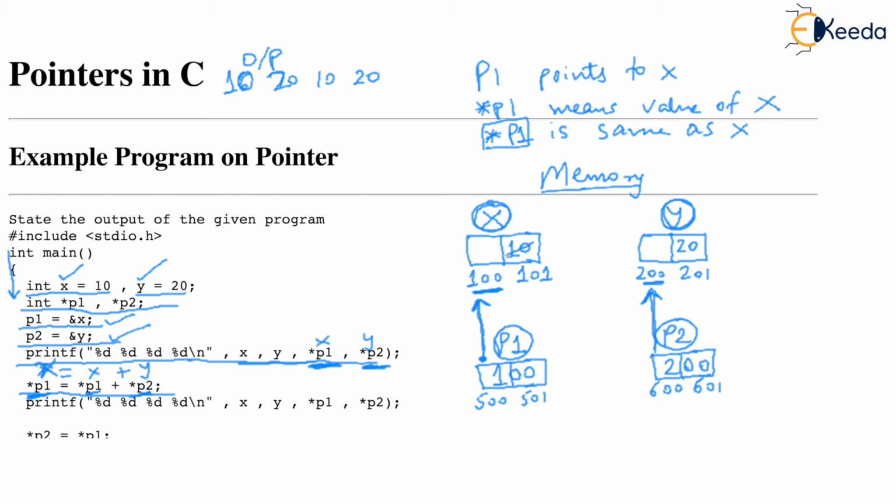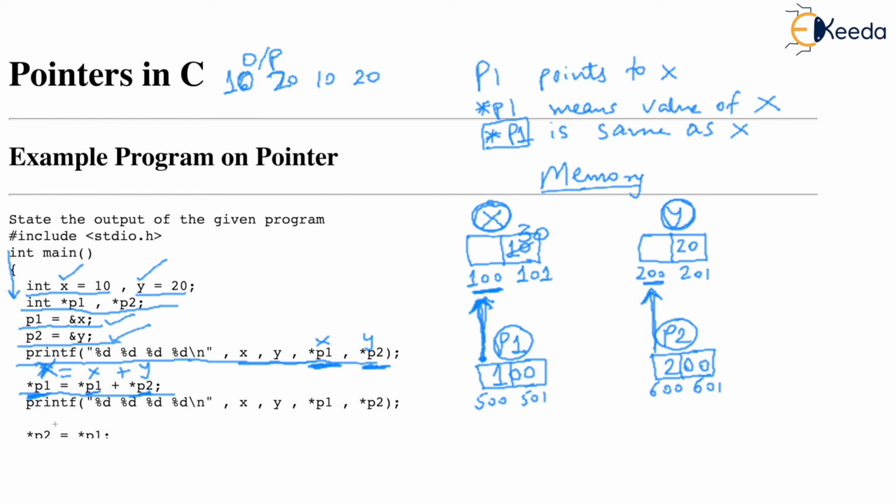So x now is no more 10. x will become 30. I am overwriting here. x is now storing the value 30. Just tell me, if x is 30, then what is asterisk p1? I repeat, asterisk p1 means the value of x. So asterisk p1 is also 30.